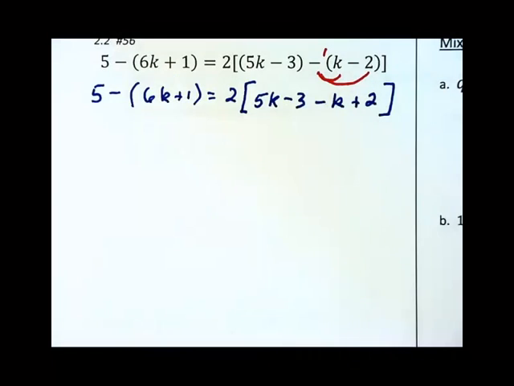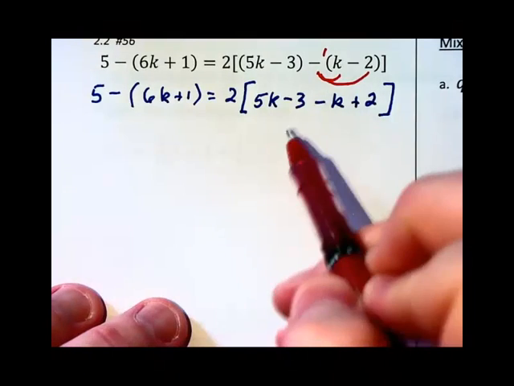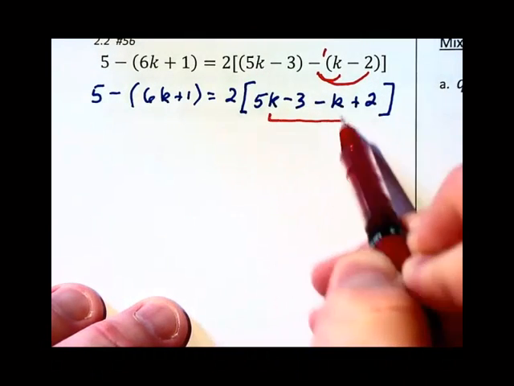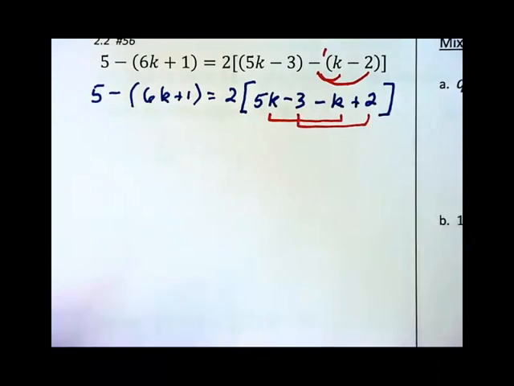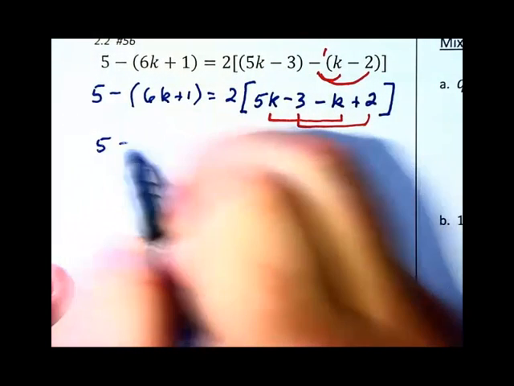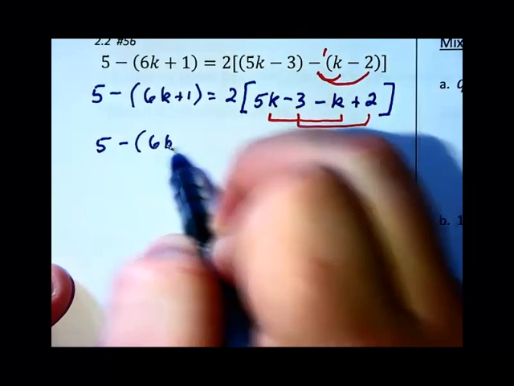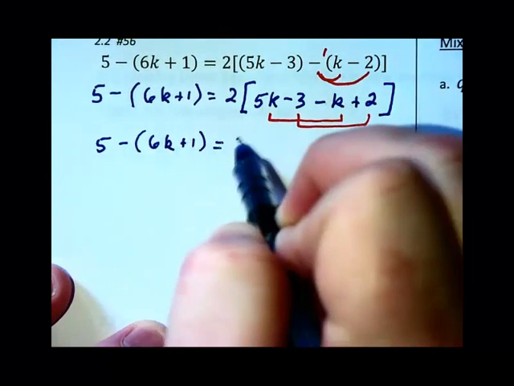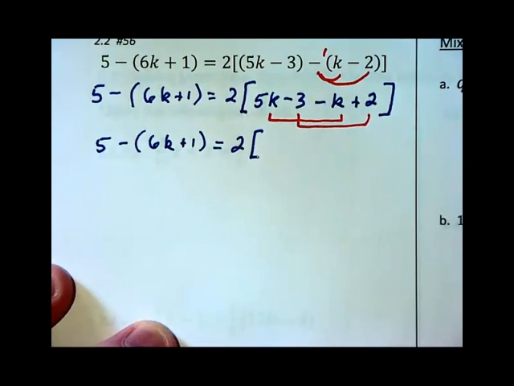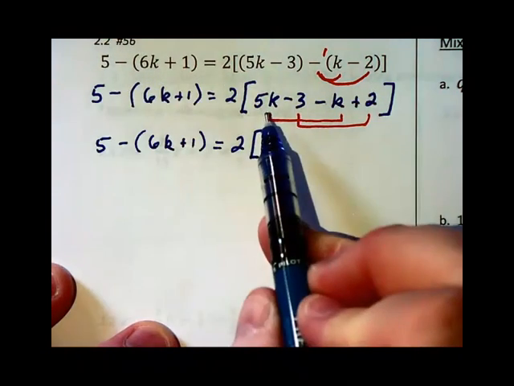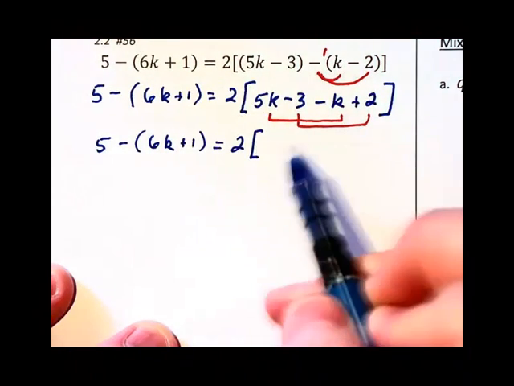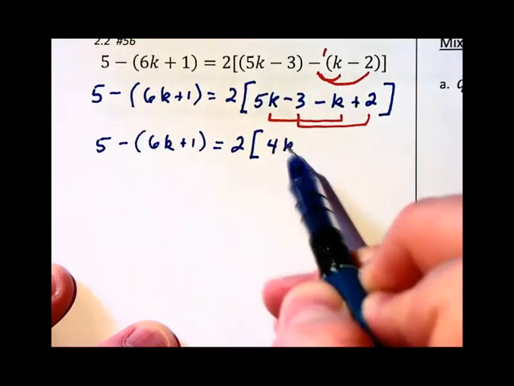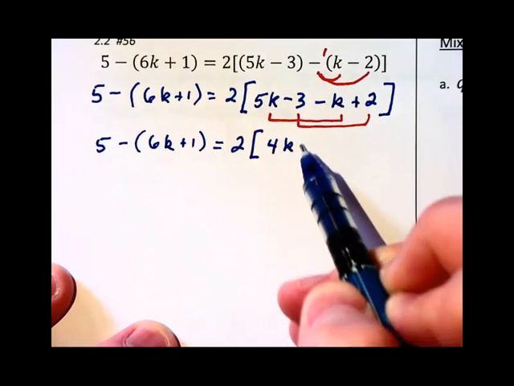And then I want to do some cleanup inside that bracket, combining of like terms. So again, no change on the left hand side. Leave it 5 minus the quantity 6k plus 1 equals 2 times. And now inside the parentheses, or bracket, 5k minus 1k is 4k. And -3 plus 2 makes -1.